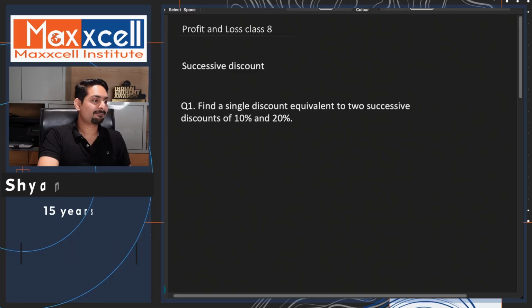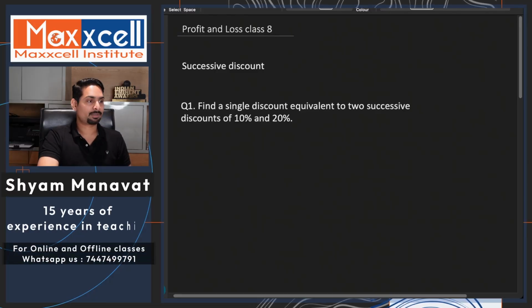First of all, tell me, discount is offered on which price? Discount percent offered on which price? Mark price. Yes, I'm really proud of my students. You are learning well, you're practicing well, and most importantly, we are all on the same page. So, successive discount. What is successive discount? Discount after discount. So, here we have 10% discount and then later we have 20% discount.